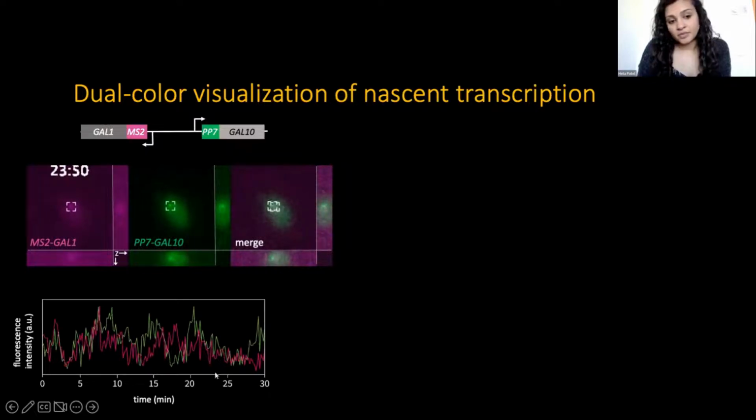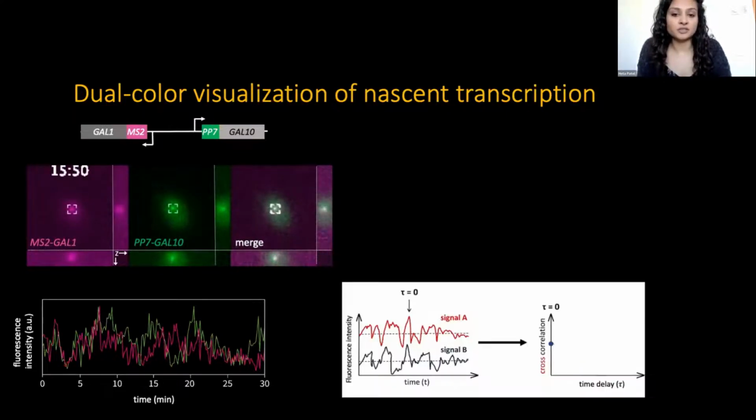In this example trace, you can see that sometimes these 2 genes initiate together, whereas other times they don't. So to objectively quantify how similar these two signals are over time, we compute cross-correlation functions.